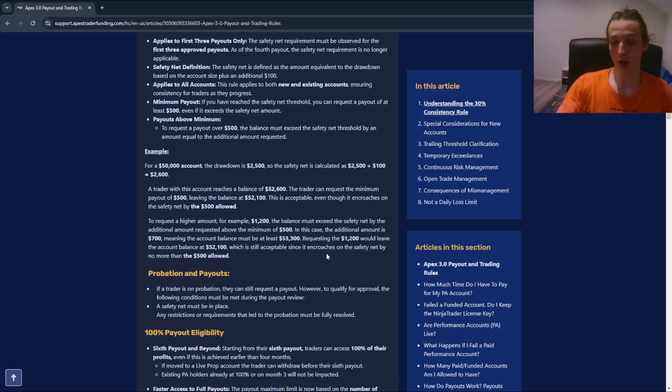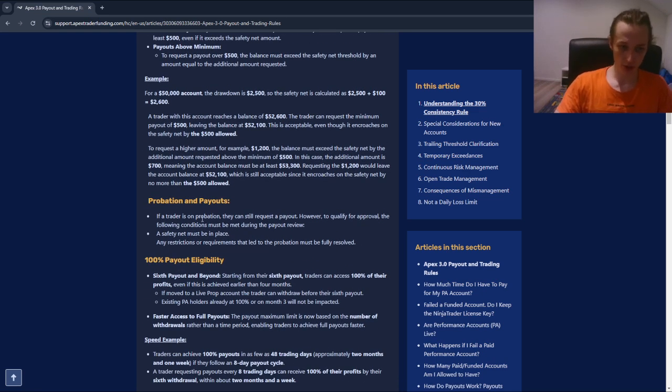Yes, so at all times, $2,600 is actually the minimum that you can request $500 from. But at all times, guys, you must have $2,100 in your account. At all times.